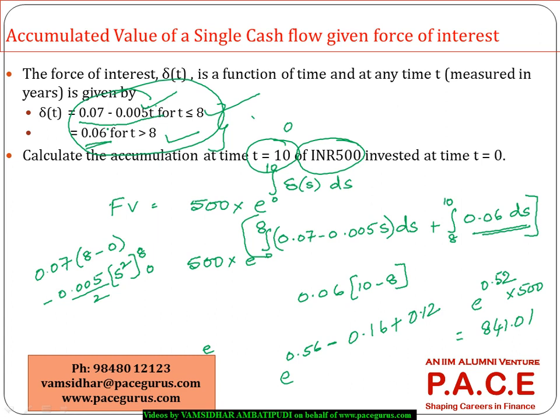So if at all we have a force of interest kind of scenario, the future value is computed using e power integral of force of interest ds, right? This is a simple way to compute, and if there are different forces of interest for different time periods, we have to be careful in applying all of them so that we don't make any mistake in the final simplification process. All right.